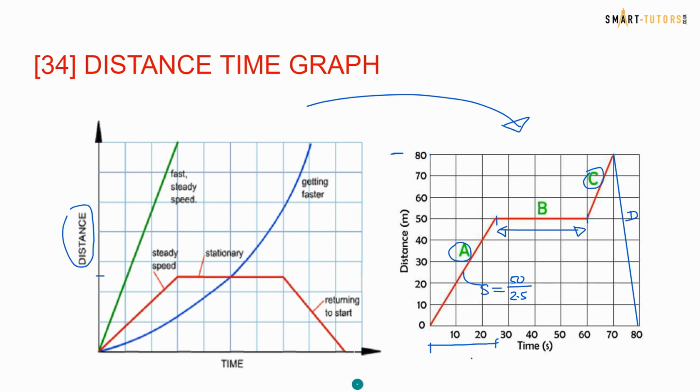So here the gradient gives the speed, not the acceleration. Here the horizontal line gives the break time, not the constant speed as before. Here this is the break time, moving away from the starting point, and returning at the end. That is topic 34.